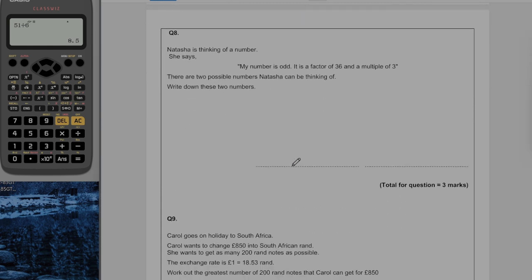Right, question 8. Natasha is thinking of a number. She says, my number is odd. It is a factor of 36 and a multiple of 3. There are 2 possible numbers that Natasha can be thinking of. Write down these 2 numbers.